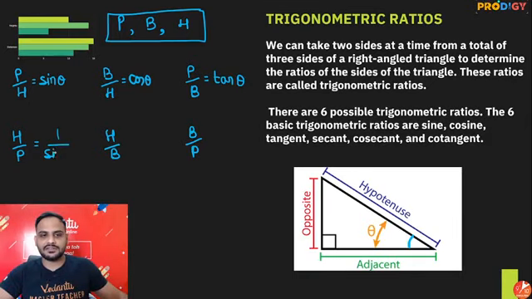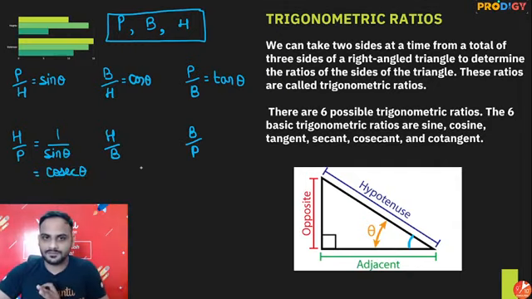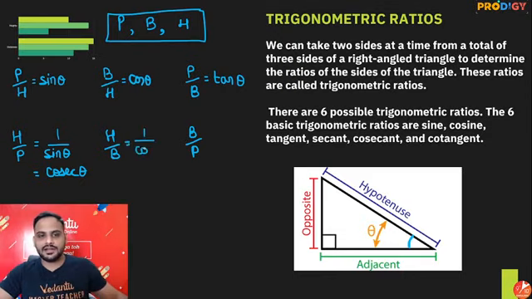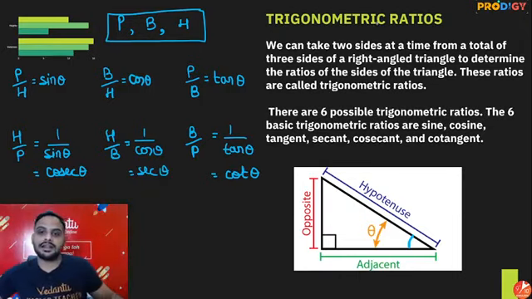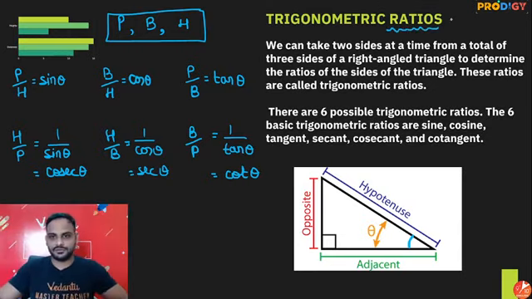Right? Now H by P, guys, you can clearly see is nothing but the reciprocal of sin theta. So it is 1 by sin theta, and another name we have given to it is cosec theta. Same way, H by B is the reciprocal of cos theta, and we gave it the name sec theta. And then the other one, B by P, is the reciprocal of tan theta, and we gave it the name cot theta. Okay? So these are the names of the 6 trigonometric ratios. That is why we call them ratios.